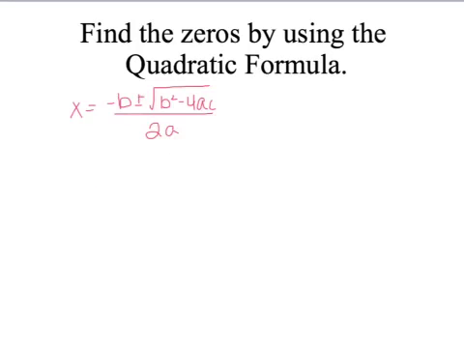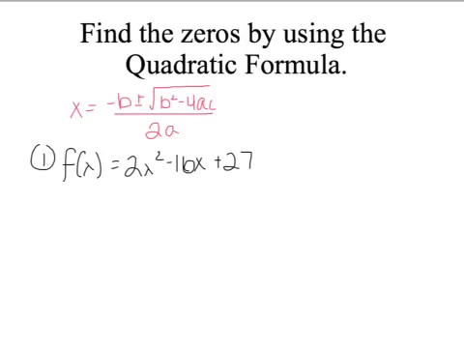Okay, we're going to start by practicing with example 1. f of x equals 2x squared minus 16x plus 27. So start by identifying a, b, and c. So a is going to be 2, b is negative 16, and c is positive 27. We're going to substitute these three values into the quadratic formula.